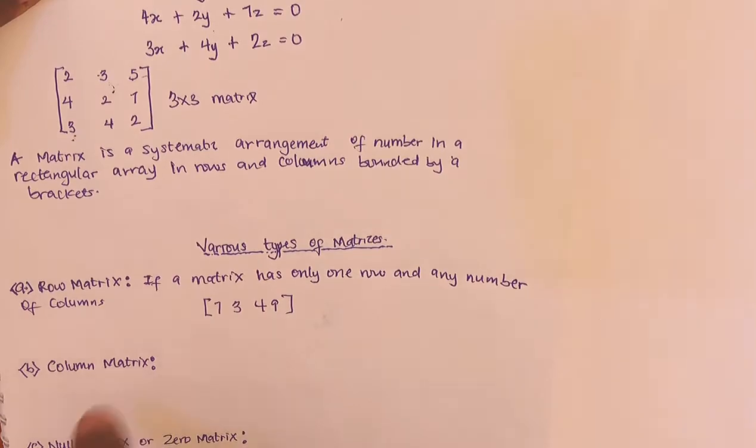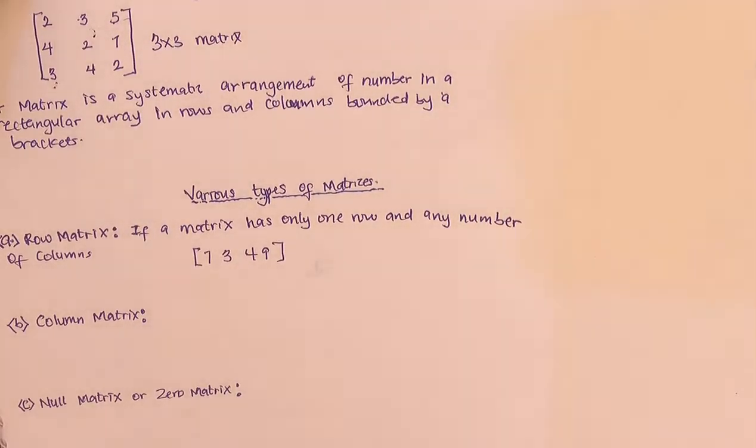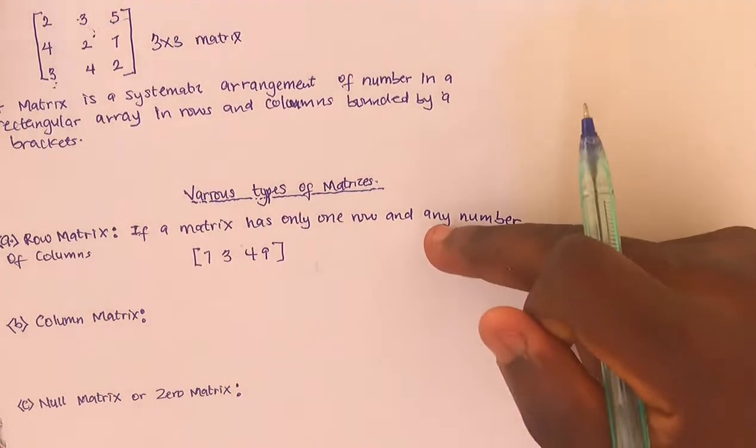In the second case, the column matrix. A matrix is said to be a column matrix if it has one column, can you see that, one column and also any number of rows. Just like this, the reverse of this.